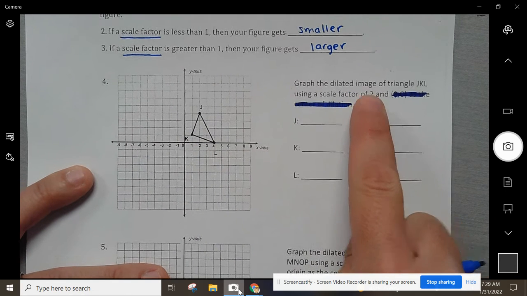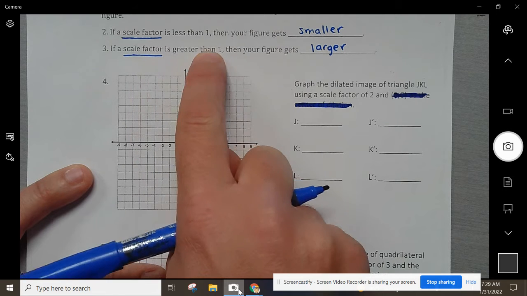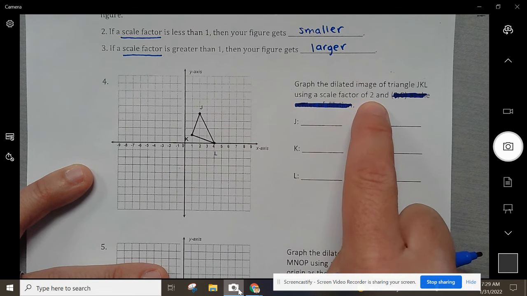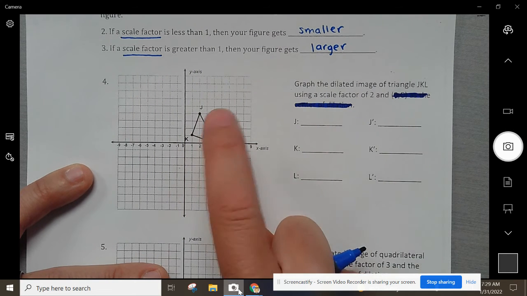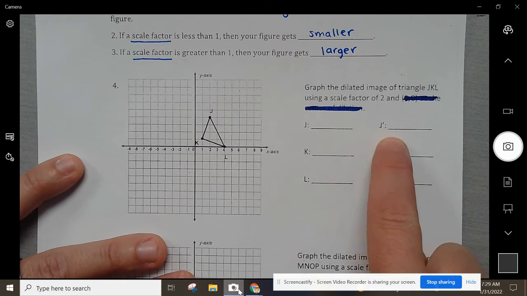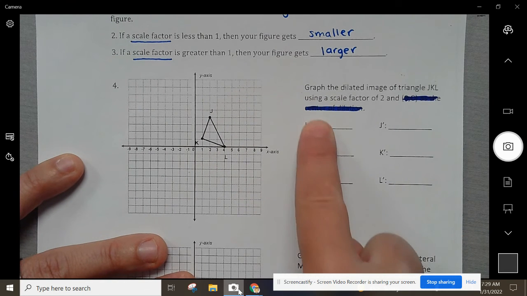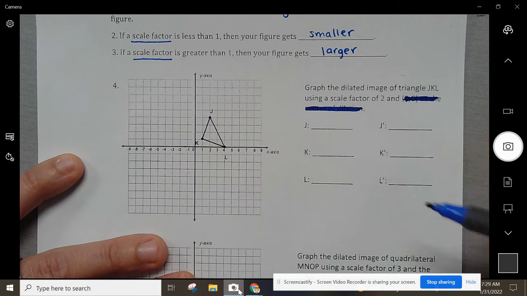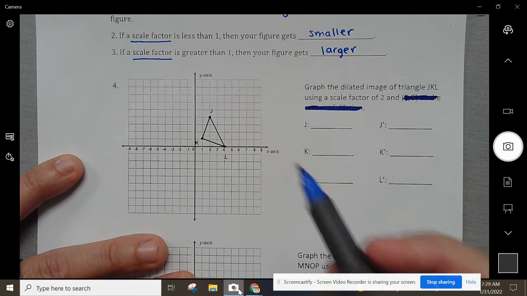Now remember, if the scale factor is greater than 1, your figure is going to get larger. Okay? So this number 2 means that this triangle is going to get larger. But let's just take our time right now. First, we can tell this is the pre-image because there are no little apostrophes, no primes. But then these guys have these little primes. All right?